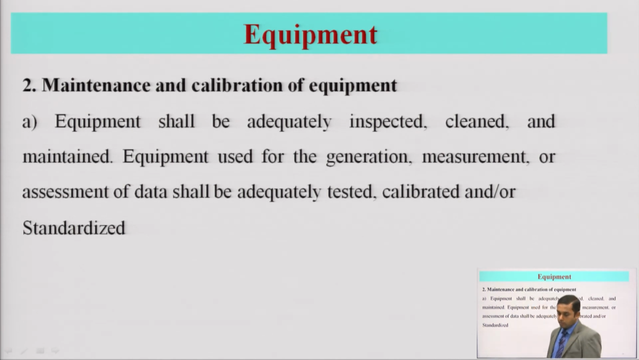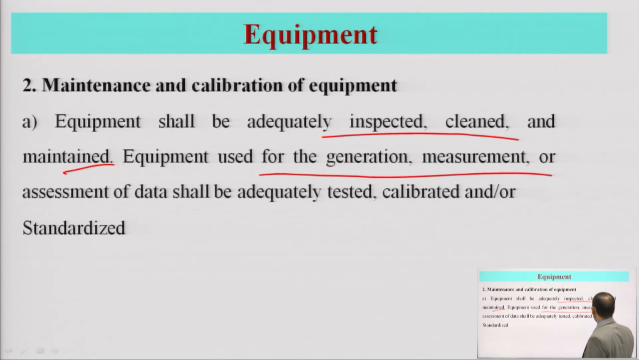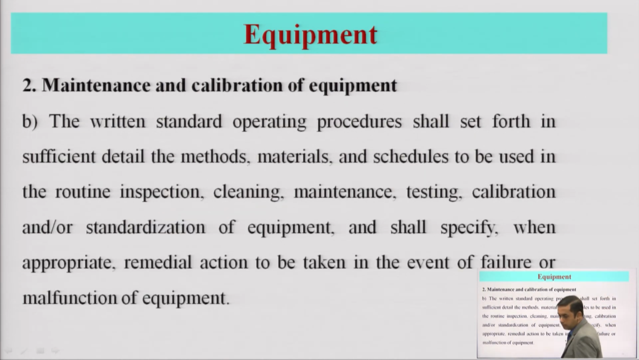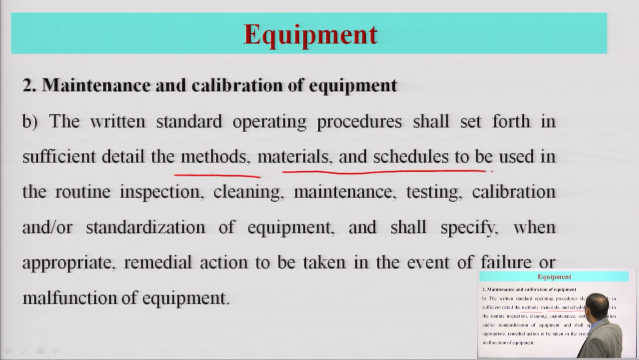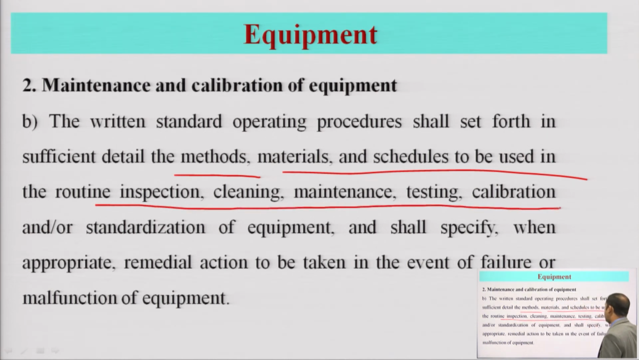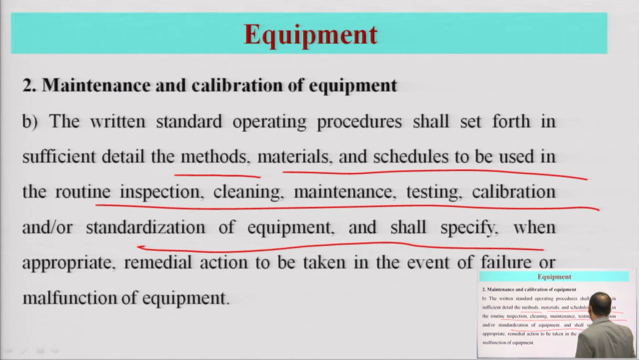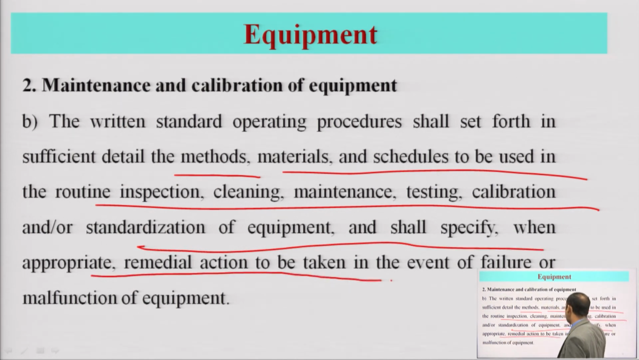Maintenance, how will you do the maintenance? Equipment shall be adequately inspected, cleaned and maintained. Equipment used for the generation, measurement or assessment of data shall be adequately tested, calibrated and standardized. The written SOPs, that is standard operating procedures, shall set forth in sufficient detail the methods, materials and schedules to be used in the routine inspection, cleaning, maintenance, testing, calibration and standardization of the equipment, and shall specify, when appropriate, remedial action to be taken.